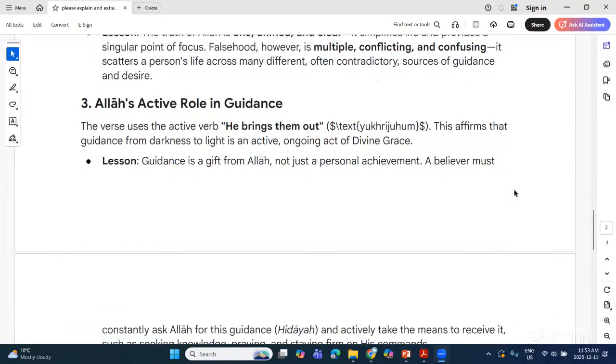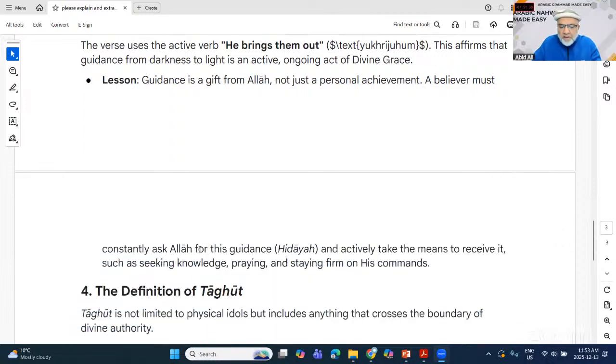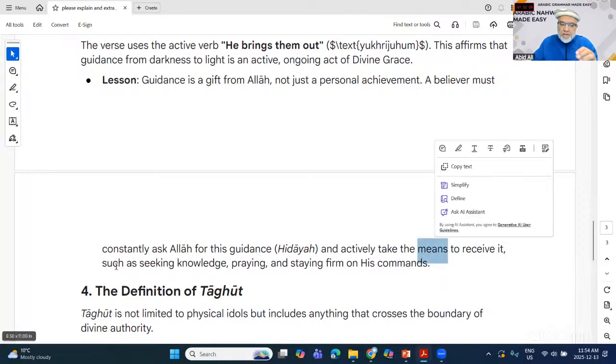A believer must constantly ask Allah for this guidance. That's why we are constantly asking Allah subhanahu wa ta'ala, Allahumma inni as'aluka al-huda wat-tuqa wal-afafa wal-ghina, because we need guidance every second. The moment you lose that and you put yourself back on your own terms, you start to do things wrong, left and right. So for this guidance, hidayah, actively take the means to receive it. What is the means? That you do the right things and you stay in the environment, seeking knowledge, praying, and staying firm on His commands.